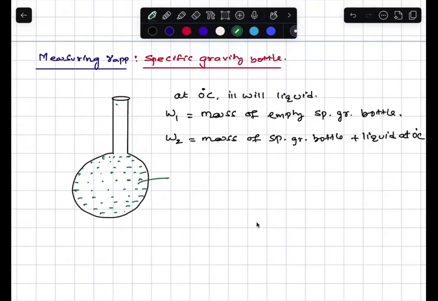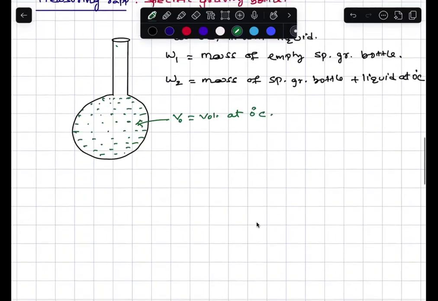Let V refer to the volume of the liquid at 0 degrees centigrade. Till this point, any doubt, boys and girls? No. Now what I am going to do is heat this entire arrangement.